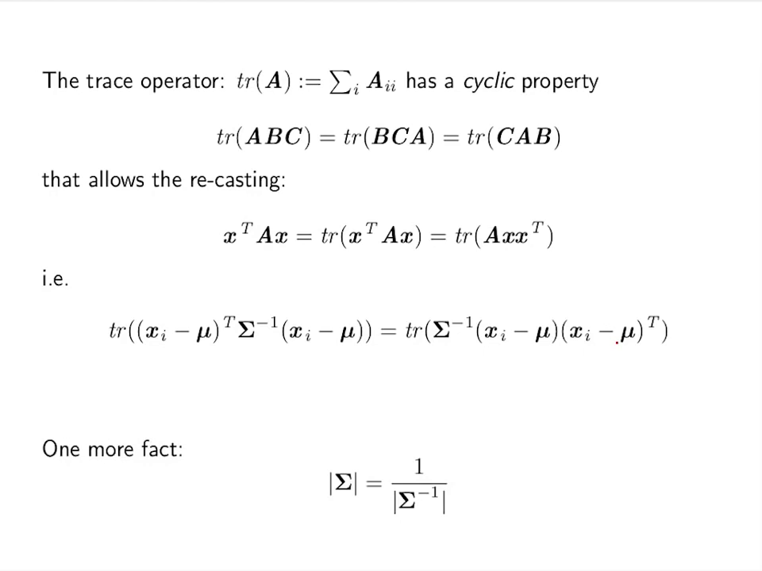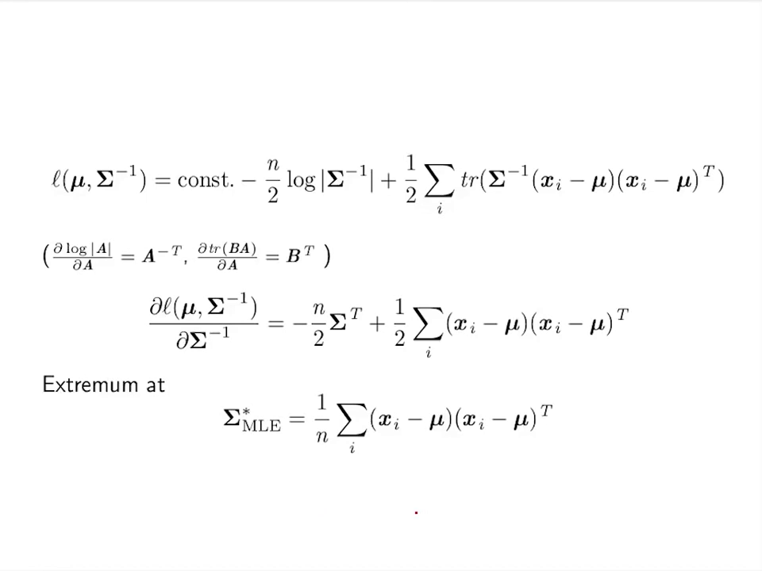And we need another ingredient for our maximum likelihood estimation of the covariance matrix. In particular, what we need is that we can write the determinant of a matrix as the inverse of the inverse determinant. Okay, so putting everything together, let's write down the negative log likelihood again, in this case with respect to the inverse covariance matrix. So only terms with the inverse covariance matrix are interesting, so this term and of course this term here.